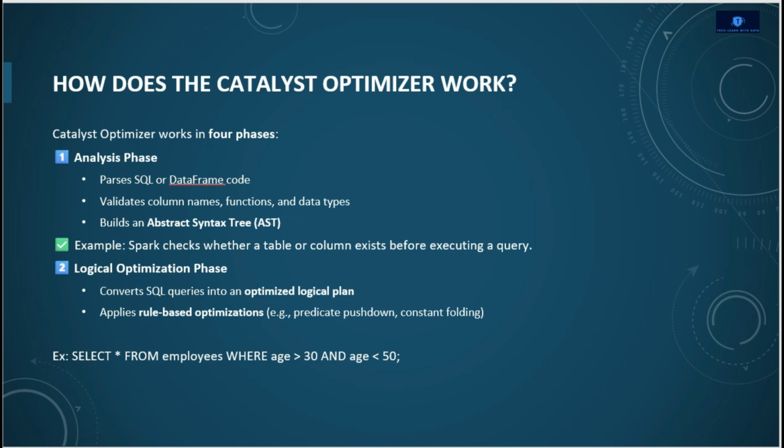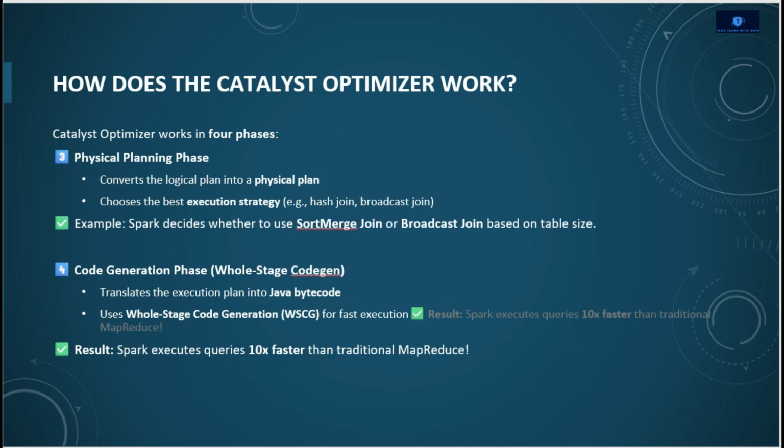The third one is the physical planning phase. It converts the logical plan into a physical plan. It can choose an execution strategy, such as hash join or broadcast join. Spark decides whether to use a sort merge join or a broadcast join based on the table size.